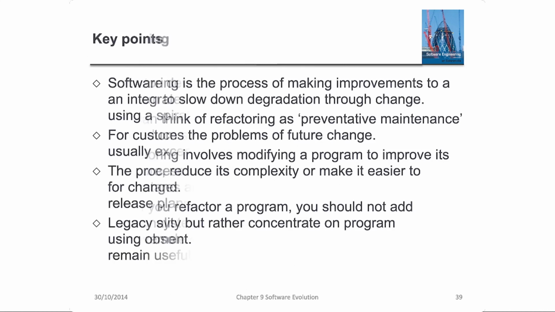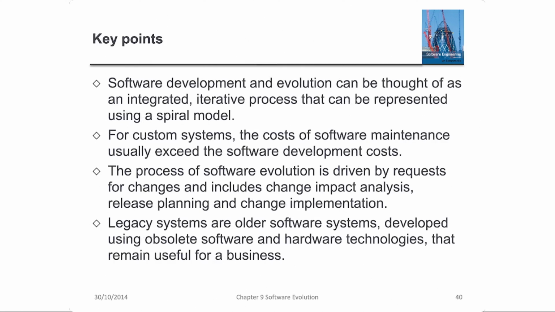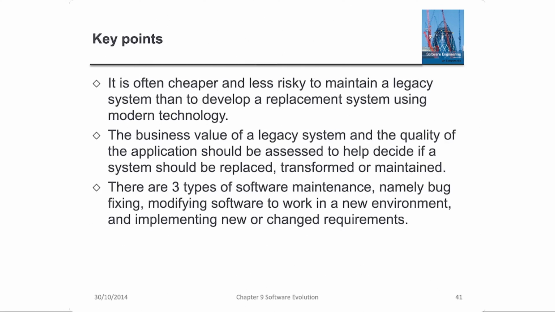Moving to the next slide, which is about key points. As we have seen, software development and evolution are iterative processes, often visualized as a spiral model. Maintenance often costs more than the initial development for custom systems. Evolution is change-driven, involving impact analysis, planning, and implementation, of course. Legacy systems, while outdated, still hold some business value. In this slide, it's obvious that maintaining a legacy system is usually more cost-effective and lower risk than building a new system. The business value and application quality should guide decisions on replacement, transformation, or maintenance.